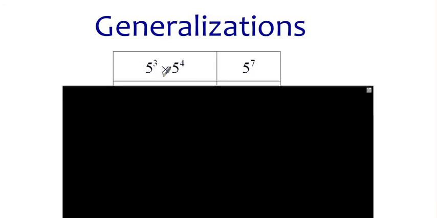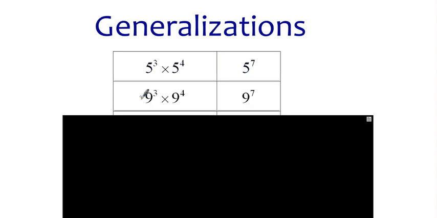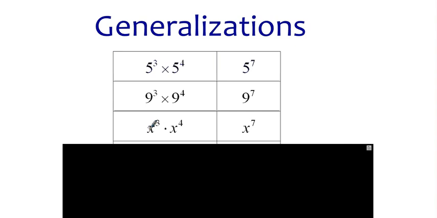Okay, let's talk about generalizations of the problem that we just looked at. The first thing to notice is that there's really nothing special about 5 in this discussion. In fact, we could have the same conversation about 9. 3 factors of 9 multiplied by 4 factors of 9 should give 7 factors of 9. That makes a lot of sense. In fact, nothing special about 5 or 9. We could use any number, call it x, and we'd see that 3 factors of x multiplied by 4 factors of x gives 7 factors of x. So for any number x, these two expressions should be equivalent.